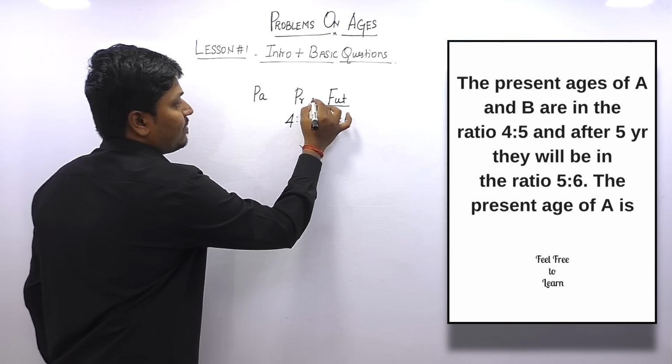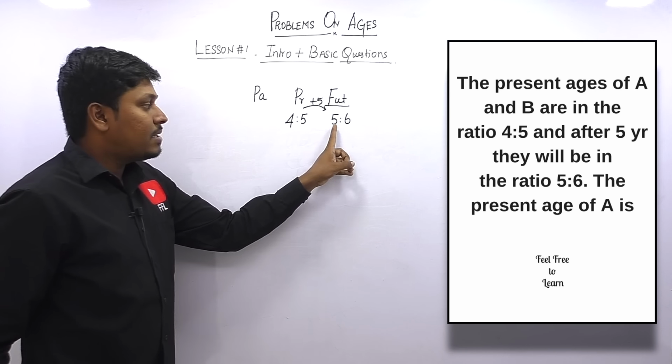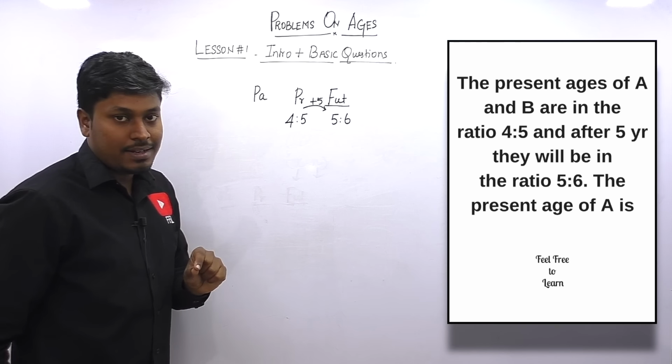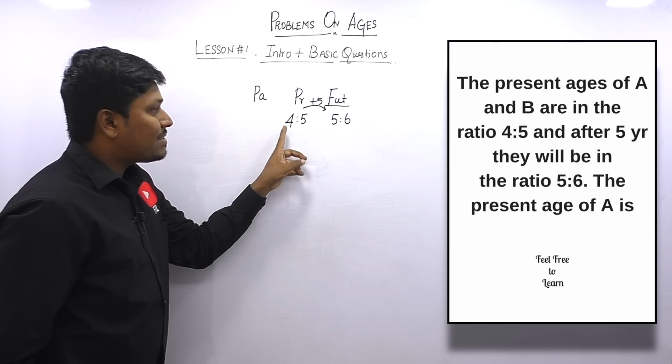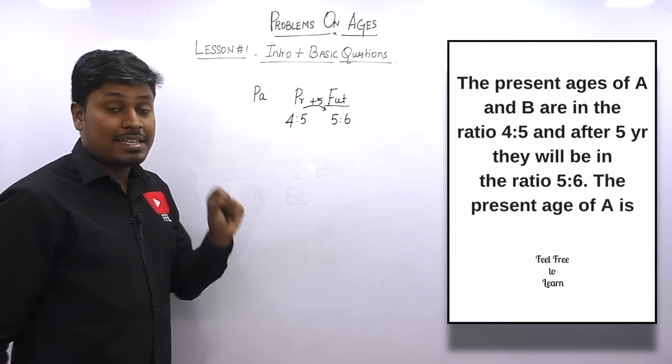5 years, right? 5 years after. So 5 years after, the ratio of the person A and B is 5:6. By using this data, our target is to find the present age of the person A. That is our target, to find the person A's present age.